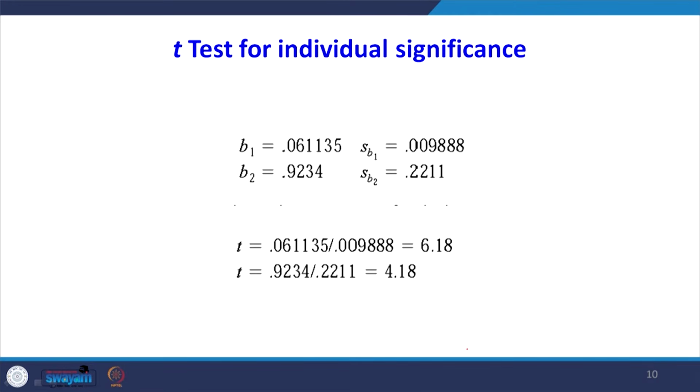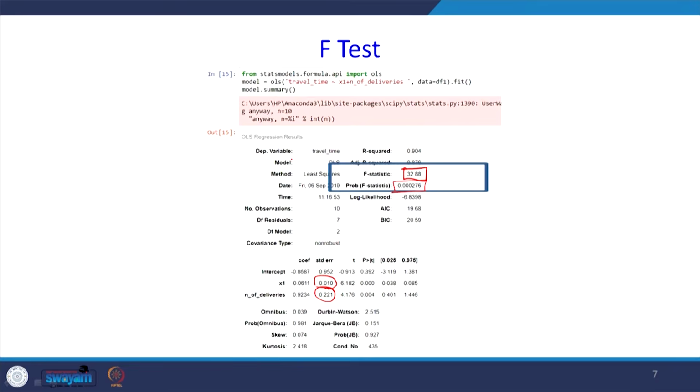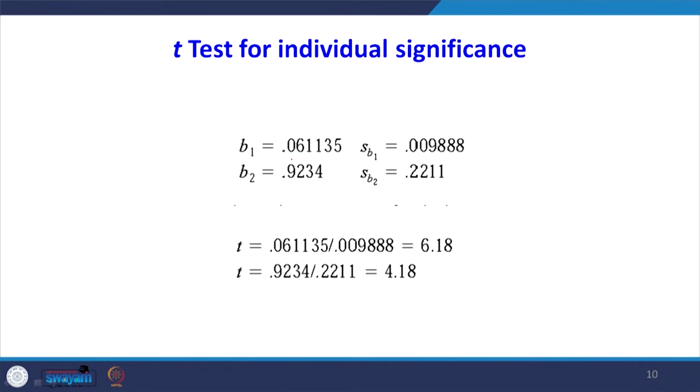So, beta 1 is 0.0611. Where did we get this? I am going back, the t test for individual significance. From the output of our Python model, we got B1 equal to 0.061135, B2 equal to 0.9234, SB1 equal to 0.009888, SB2 equal to 0.2211.